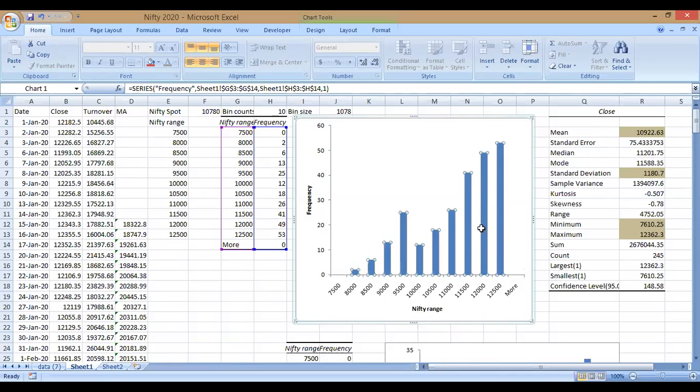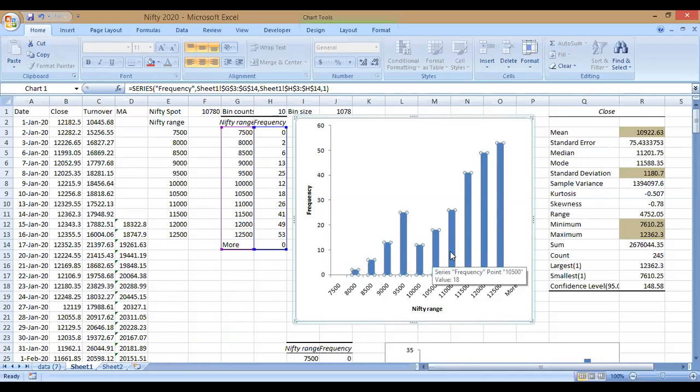So this is not a bell-shaped curve. This is a distribution showing that it is skewed on the right-hand side, where most of the time Nifty has been. And it is because primarily we have taken the last 1 year data. We have not taken from January onwards. What I mean by 1 year data is from January to December. That's the reason it is showing like this. So once you know the distribution of Nifty, you can see where Nifty is mostly hanging around.